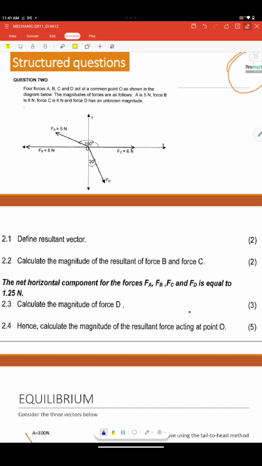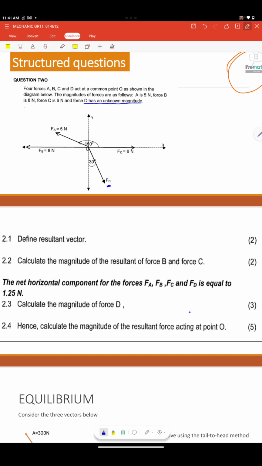But before I continue, please feel free to pause the video and try out the question on your own, and you'll unpause to check the answers if they are correct. Okay, so we are told as well that D has an unknown magnitude. If we look at D, there's D over there. We are given the angle, but not the magnitude of the force.